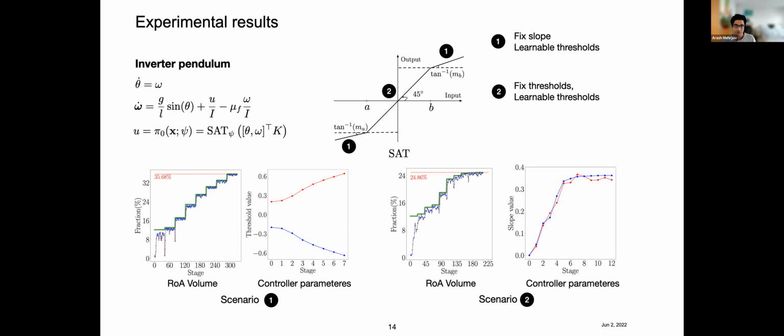And for another scenario, we fix another set of parameters, which here is just the slope of the saturation function. So we fix the angles, and then we let the slope of the controller be learned, and we see that the slope is going in the right direction. It actually increases over the iterations of the system. And as you see, the true region of attraction of the system, which is obtained by improving the controller, also increases, while the trainable Lyapunov function manages to catch that increase.